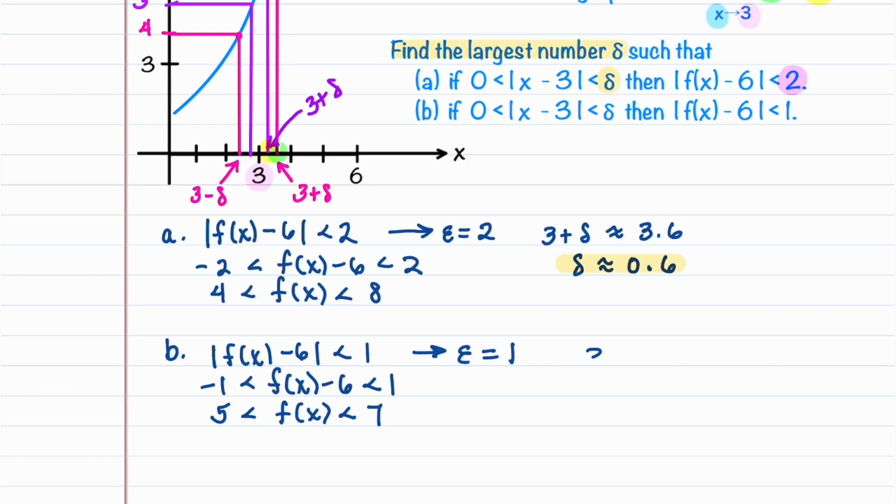So we have 3 plus delta is approximately, that looks like about 3.25. Subtracting 3, we have delta is approximately 0.25. And that's our answer. If delta is 0.25 or smaller, we can ensure that our function, f of x, is going to be between 5 and 7.